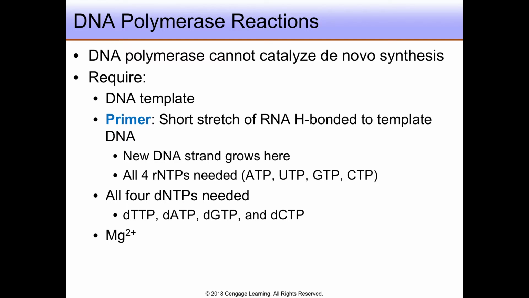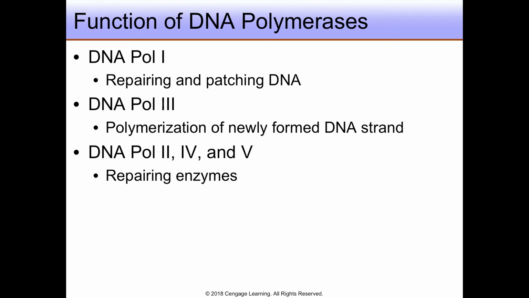However, there is another limitation, and that is that DNA polymerase is unable to initiate de novo synthesis. Instead, it must build on an existing 3' OH end. This is accomplished in vivo by the synthesis of a short RNA primer that anneals to the end of the parent template. For this reason, all 4 ribonucleotide triphosphates are also required in order to generate the primer.